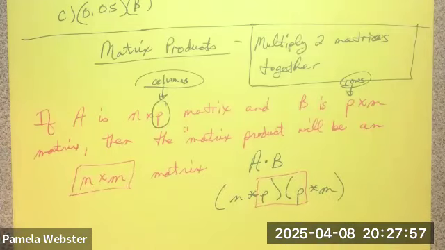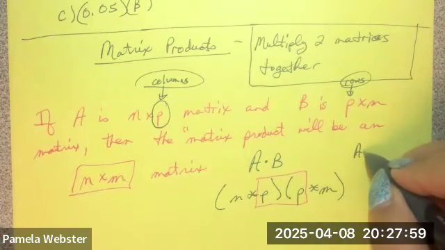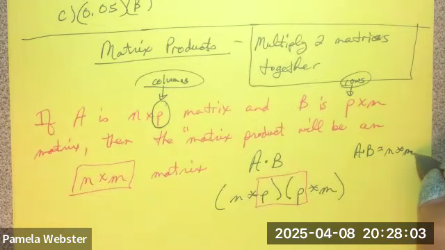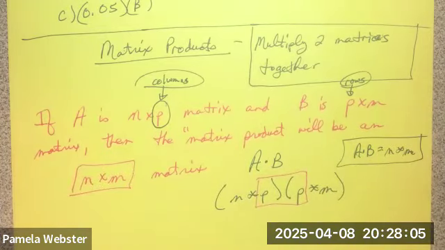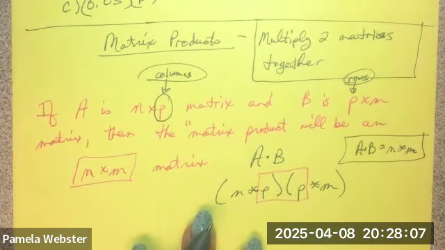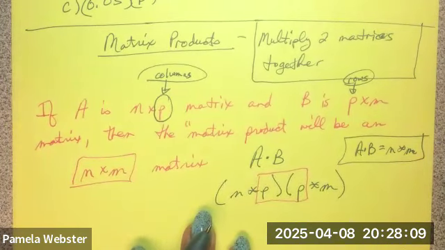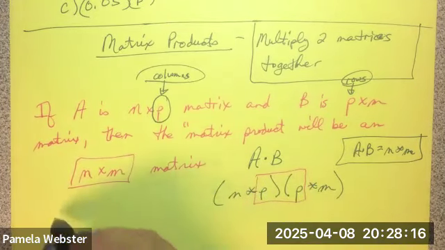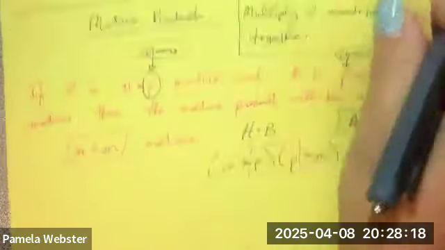So A times B is going to be N times M. That's its dimensions. We haven't done anything about how you multiply yet. Before you even start thinking about it, we have to check. So the first thing we do is check. Now we've checked.